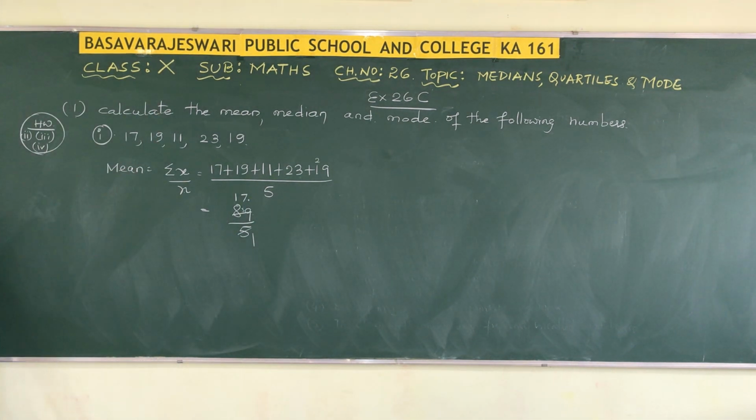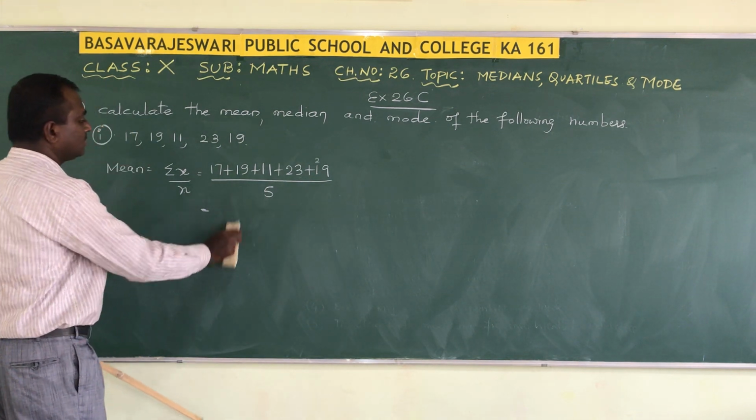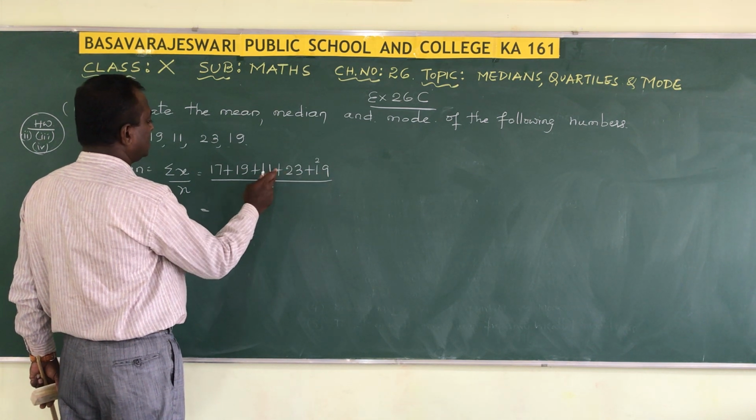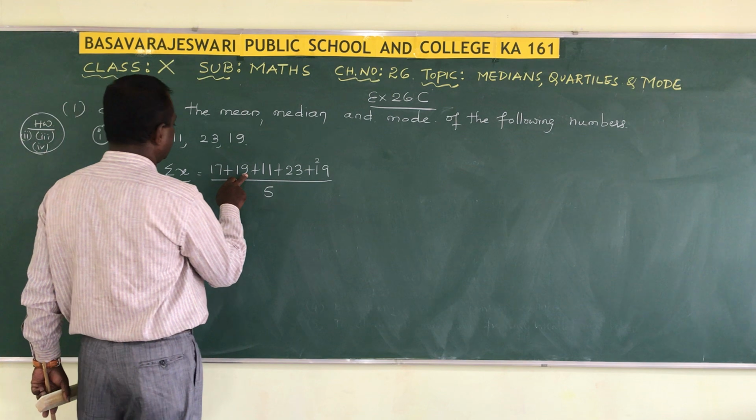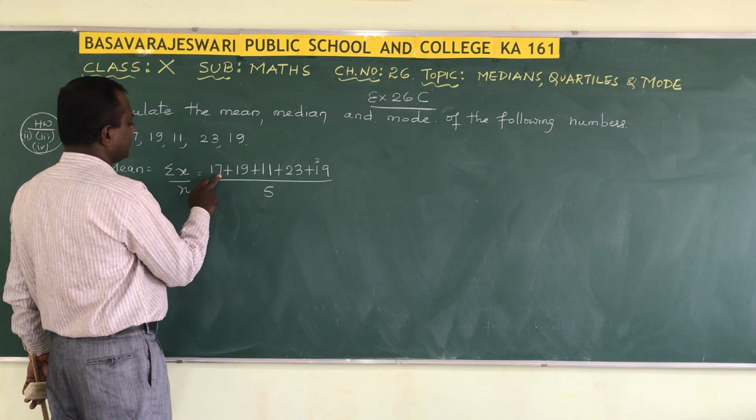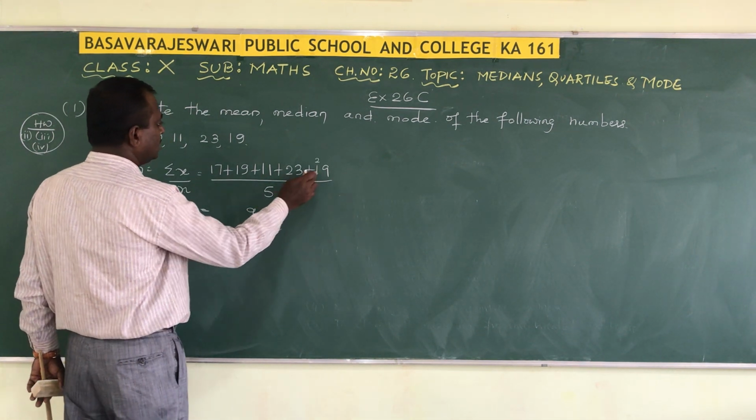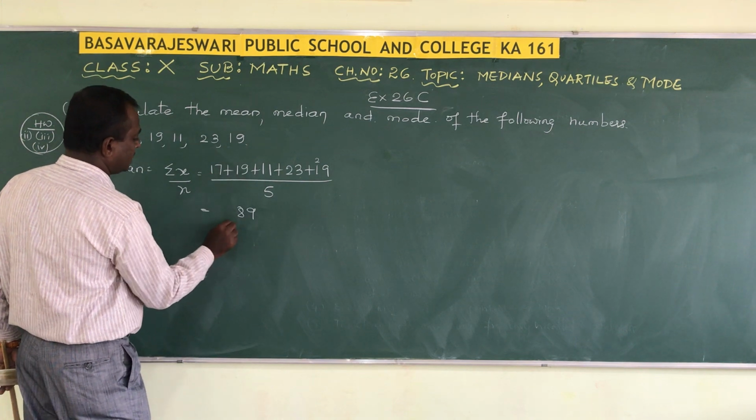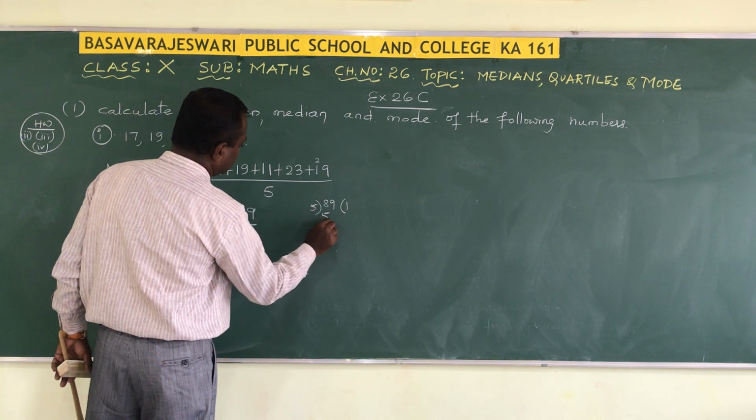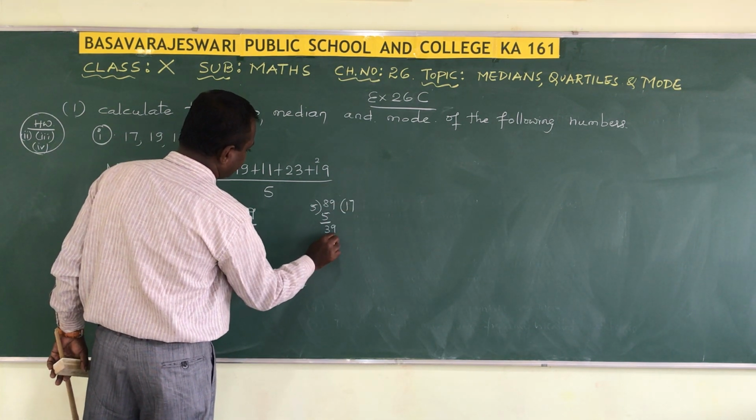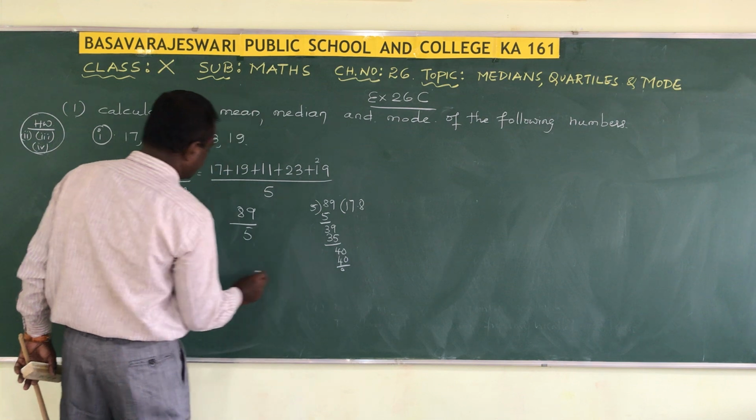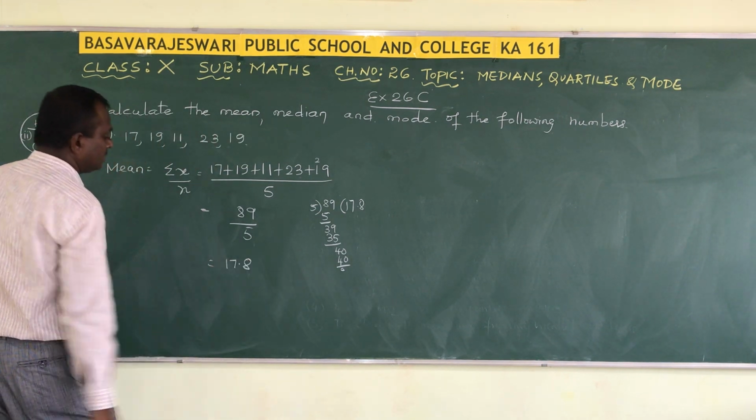Let me do it directly. 9, 11, 12, 13, 13 plus 9 is 22, 22 plus 7 is 29, then 3, 5, 6, 7, 8, so 89 by 5. 89 divided by 5: 5 times 7 is 35, 4 remains, then 5 times 8 is 40. So 17.8 is the mean.